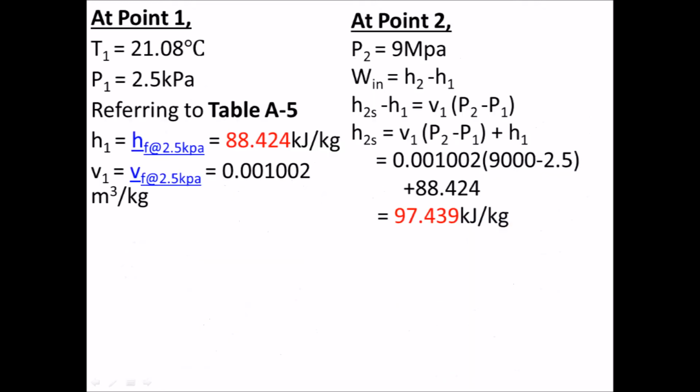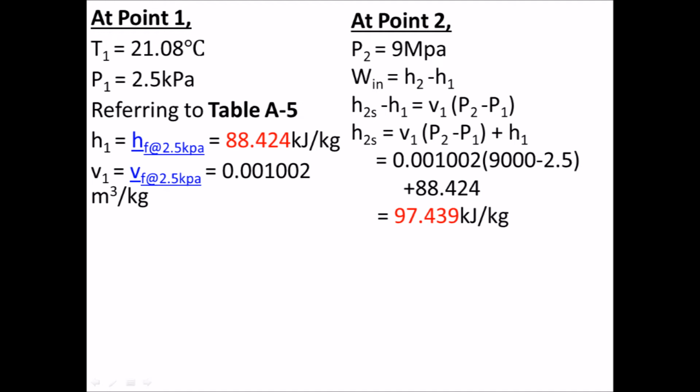At point 1, refer to the table of 5, pressure 2.5 kilopascal, H1 equals to 88.424 kJ per kilogram. V1 equals to 0.001002 meter cube per kilogram. At point 2, pressure equals to 9 megapascal. Work in equals to H2 minus H1, which is H2s minus H1 equals to V1 multiplied by P2 minus P1.